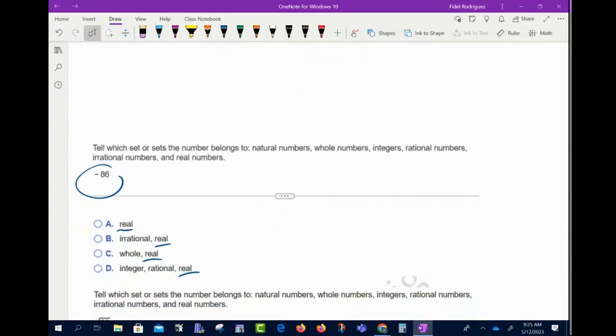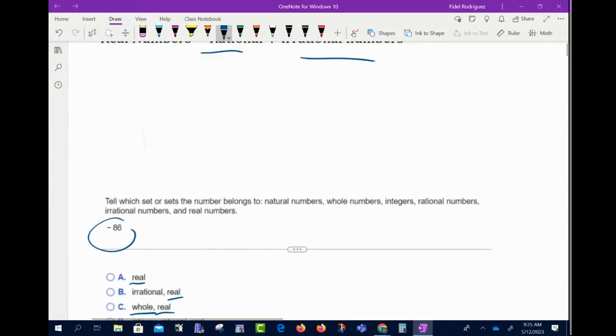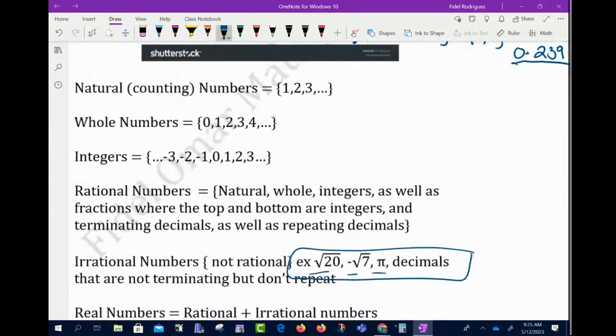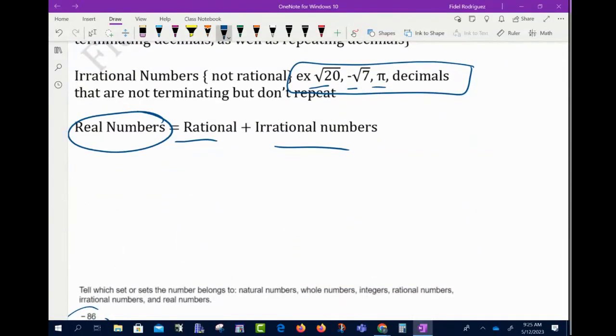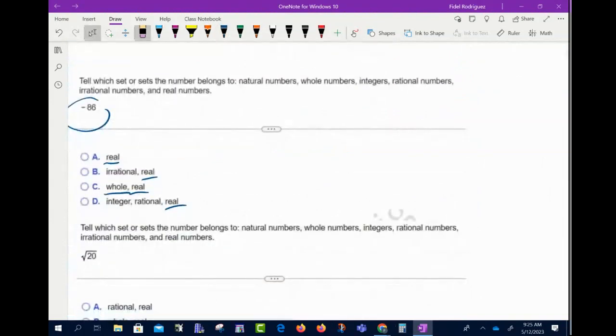Negative 86. Would you say it's a whole number? And if you're not certain, it's okay to come back and look at where whole numbers started. Where did we start? We started at 0. Well, it's negative, so it's not that. Would it be an integer? Yeah. And if it's an integer, isn't it also going to be a rational? And every one of them is always going to be a real number, right? So we're going to come back over here and say my choice here has to be D, right?